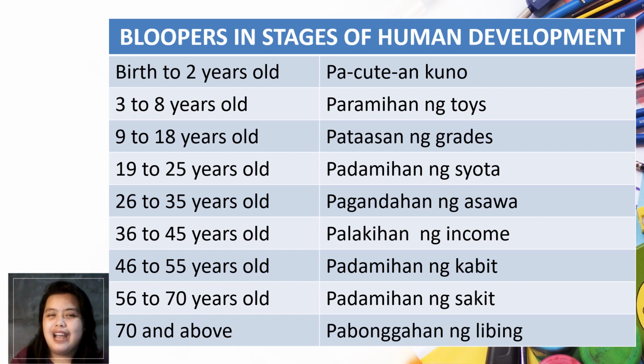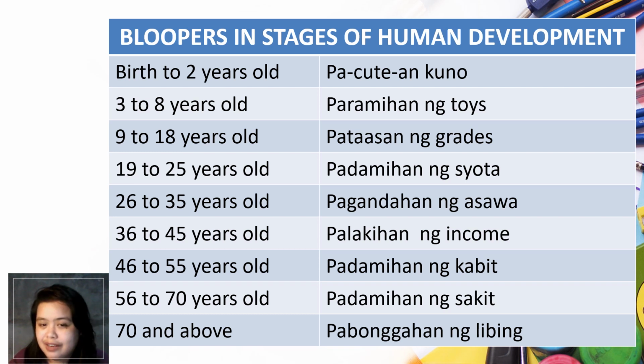Okay, sabi niya, birth to 2 years old, pakiutan ko no. 3 to 8 years old, paramihan na ng toys. 9 to 18 years old, pataasan ng grades. 19 to 25 years old, padamihan ng syota. 26 to 35 years old, pagandahan ng asawa.